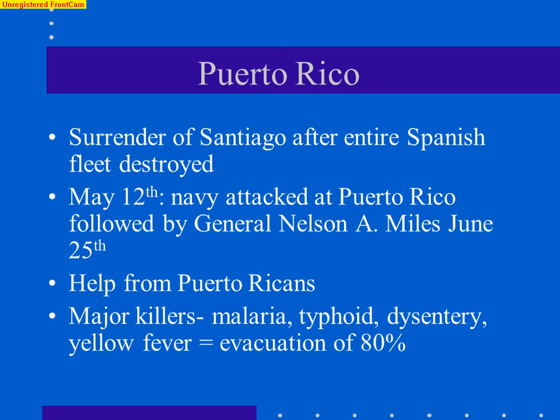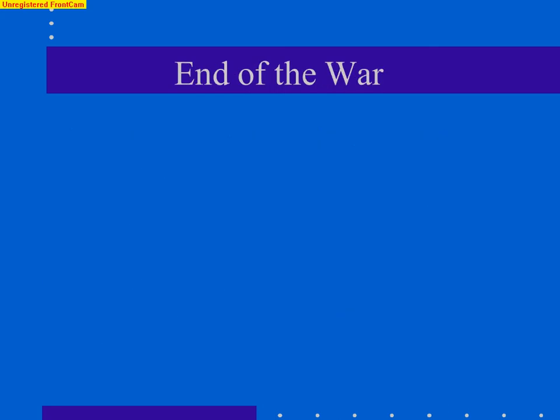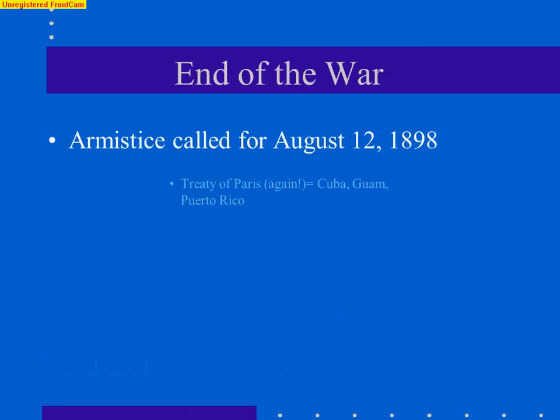The major killers during this war were not the Spanish. It was disease from the tropics. Malaria, typhoid, dysentery, yellow fever. These are the major killers, and forced 80% of the men to be evacuated in order to go back to Long Island to recover. In the end, only about 500 men died in action, 5,000 from disease.